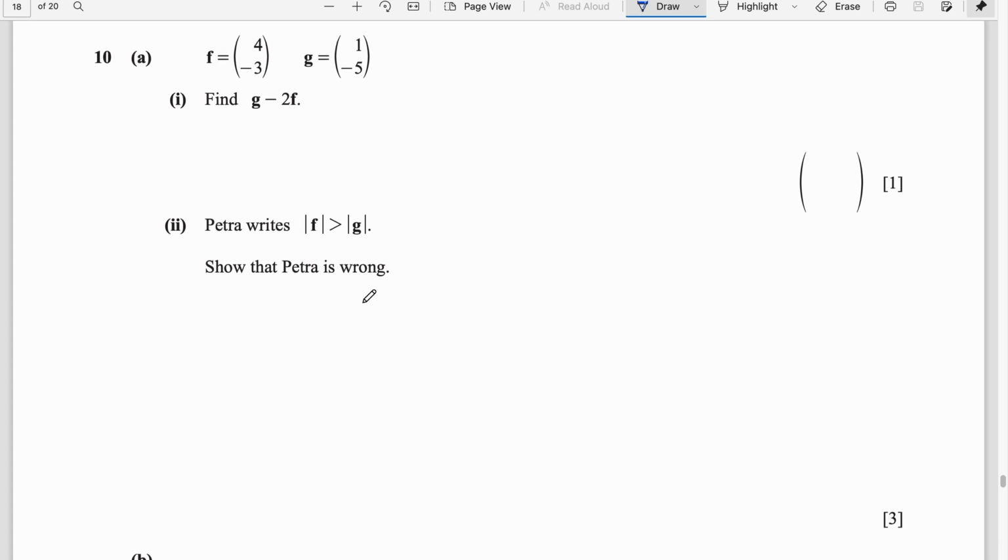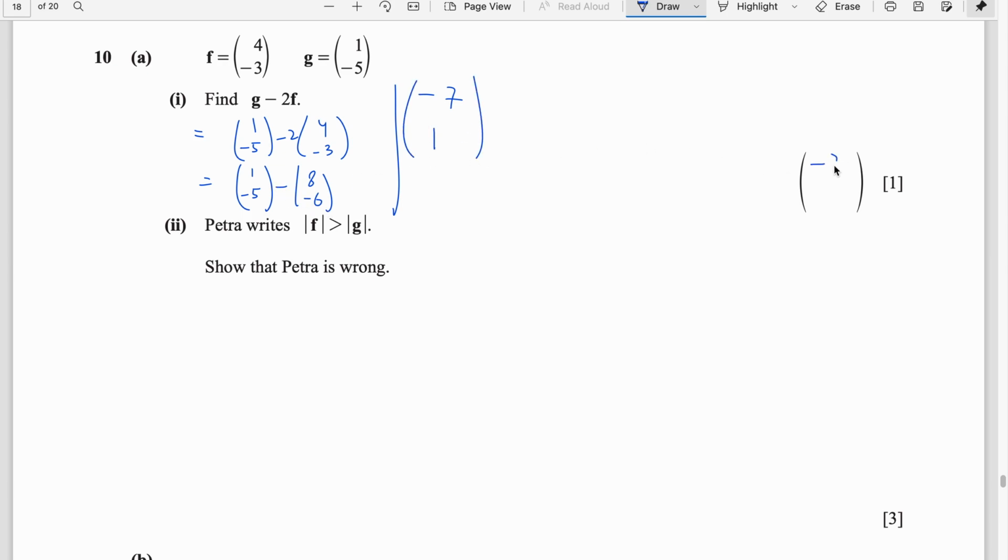Question number 10. Find g minus 2f. So value of g is 1, minus 5, minus 2, copy this f part. So 1 minus 5, 2, 4 times is 8, 2 into minus 3 is minus 6, 1 minus 8 is minus 7, minus 5 plus 6 is 1, minus 7 and 1.